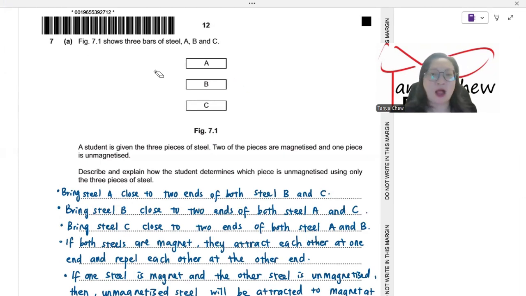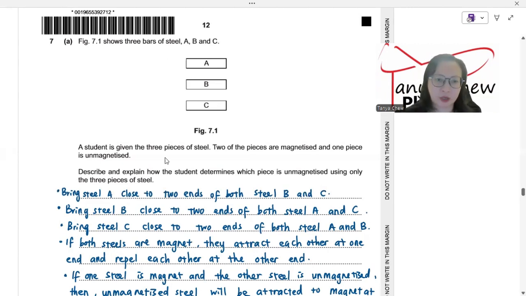See what happened. After that, repeat the same experiment. Bring steel B close to 2 ends of A and bring steel B close to 2 ends of C. And after that, bring steel C close to 2 ends of A, bring steel C close to 2 ends of B. Right? So why do I do that?